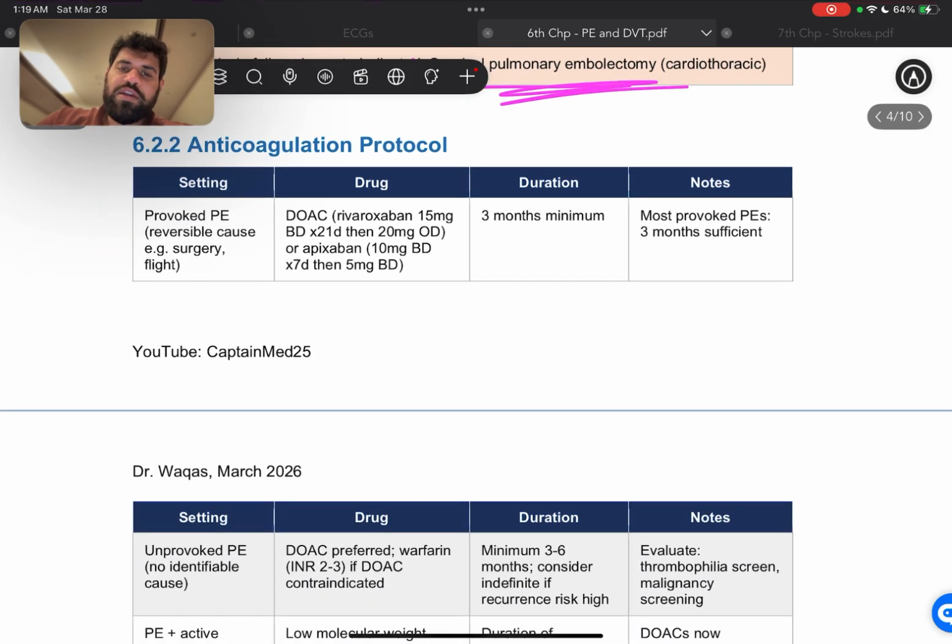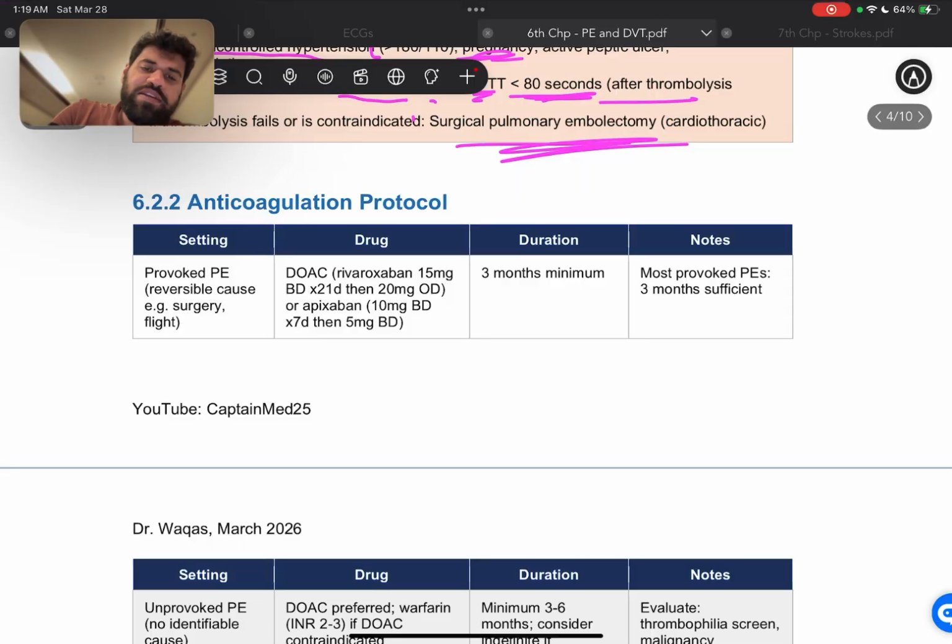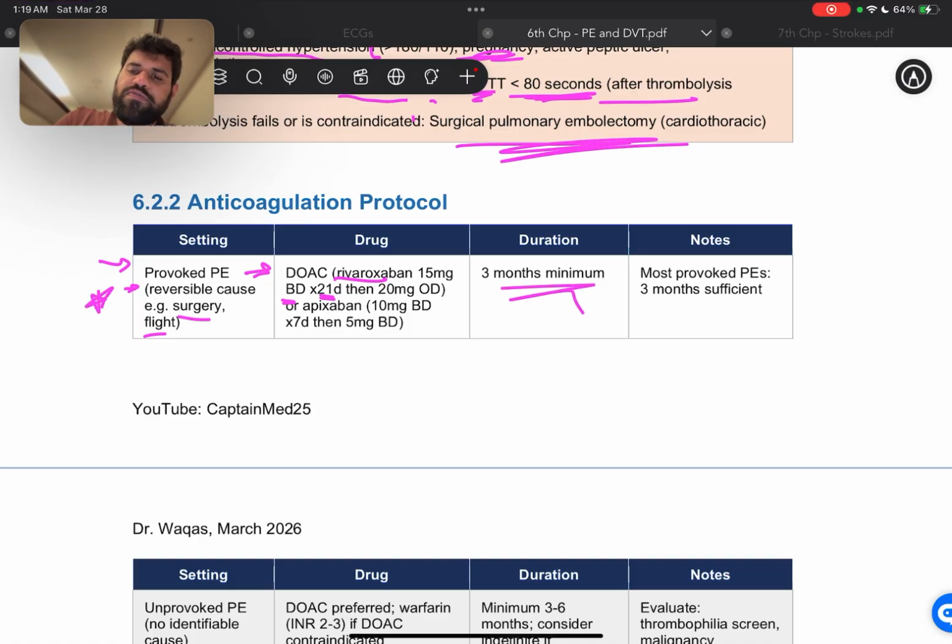Now moving on to the anticoagulation protocol. Now the provoked PE, that means the cause of it was reversible, for example surgery or flight, we do DOACs, rivaroxaban twice daily for 21 days, then 20 mg. So these are the doses, and they sometimes ask the doses, but I haven't seen a lot of questions. What I've seen are the drugs and the duration of them.